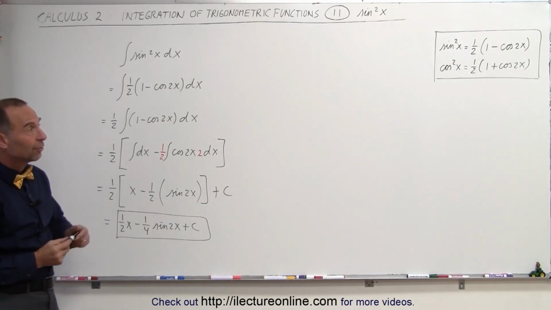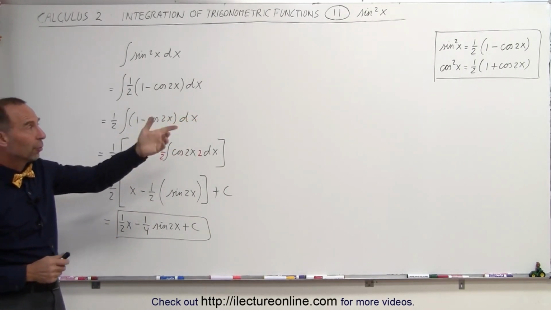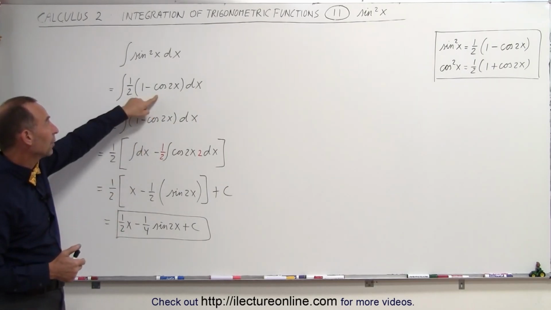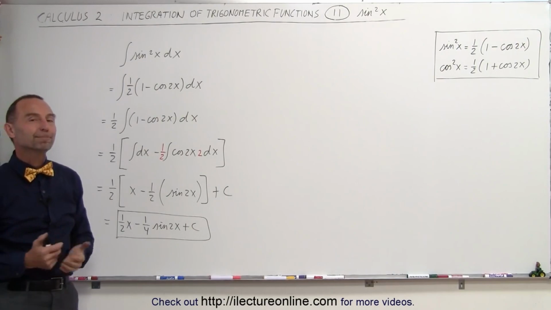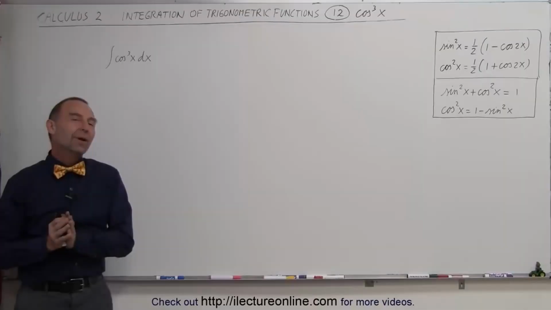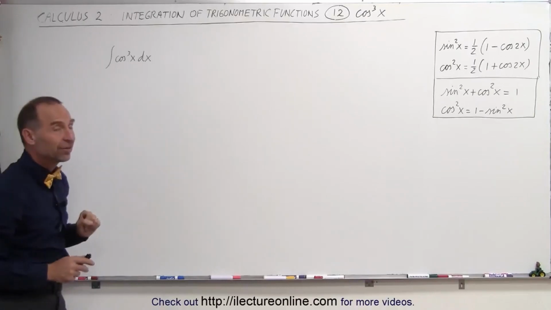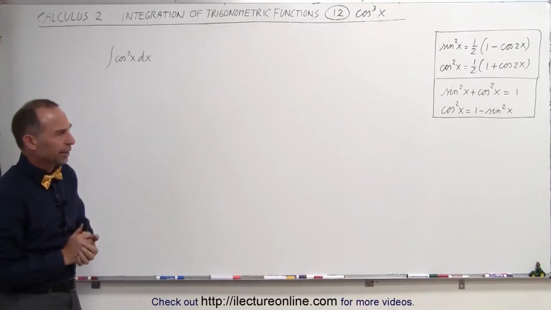Again, notice that if we use the substitution there to turn the sine square of x into a function that is only to the first power, it makes it a whole lot easier to integrate. And that's how we do that. Here we have something slightly different. Here we're trying to find the integral of the cosine cube of x dx. Here we need a different trick.